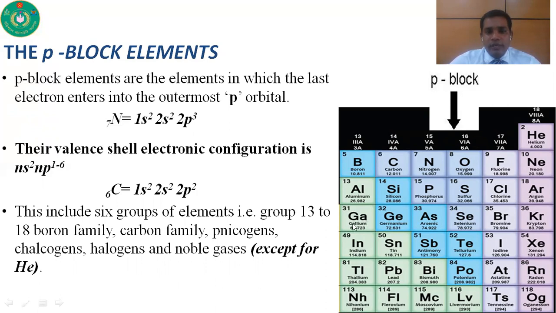It starts with boron. Group 14 is known as the carbon family. It starts with carbon. And group 15 is known as the nitrogen family. It starts with nitrogen. Group 16 is known as the chalcogen family. It starts with oxygen. And group 17 is known as the halogen family. It starts with fluorine. And group 18 is called the noble gas family, and it starts with neon. Helium is not a p block element. It is an example of s block elements.